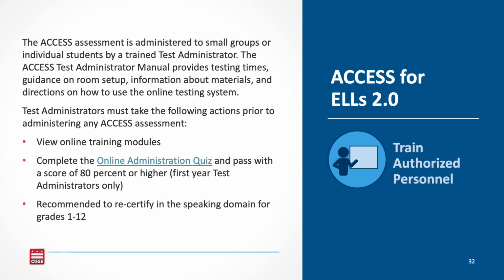The ACCESS Assessment is administered to small groups or individual students by a trained test administrator. The ACCESS Test Administrator Manual provides testing times, guidance for room setup, information about materials, and directions on how to use the online testing system. Test administrators must take the following actions prior to administering the ACCESS Assessment. They must view online training modules, complete an online assessment quiz, and pass with a score of 80% or higher. This is only for first-time test administrators. But all test administrators must read and certify in the speaking domains for grades 1 through 12.